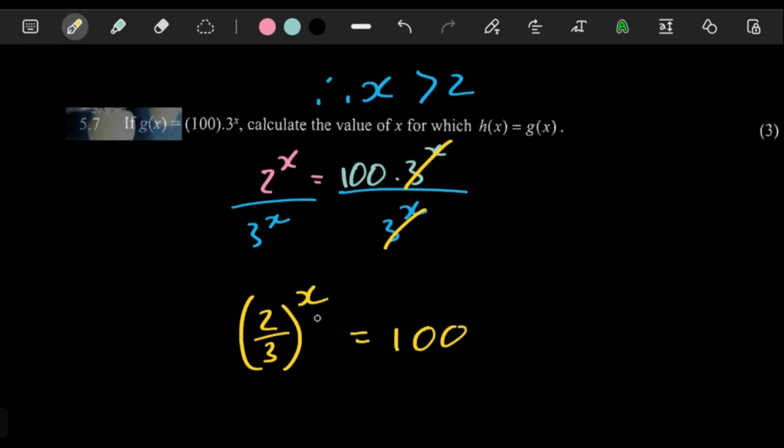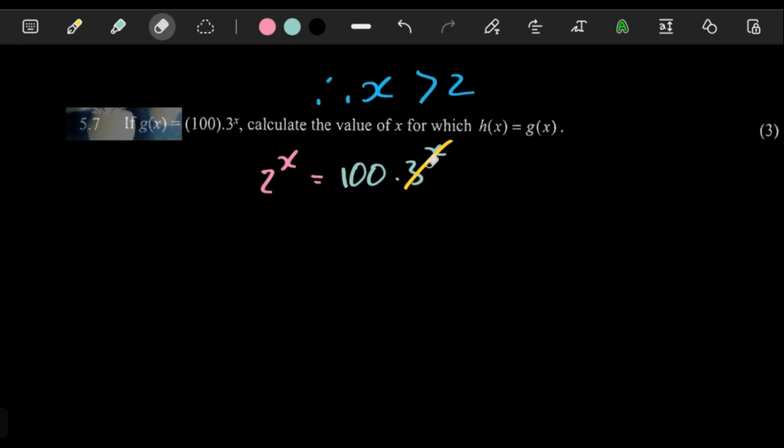Now, guessing an x value that is going to give you this gets a bit tricky, obviously. Calculate the value of x for which this is equal to this. This fraction will never be a number equal to 100, because as the exponent increases, the denominator increases at a faster rate. So this will never be a number bigger than 1. Dividing both sides by 3 to the power of x is not a good idea.